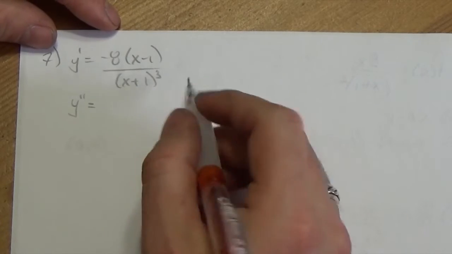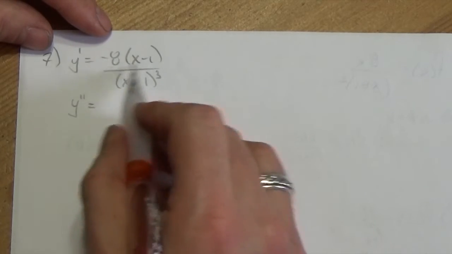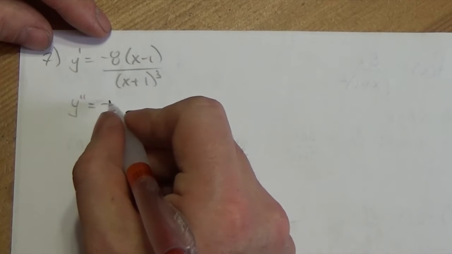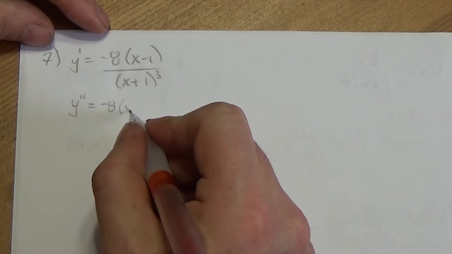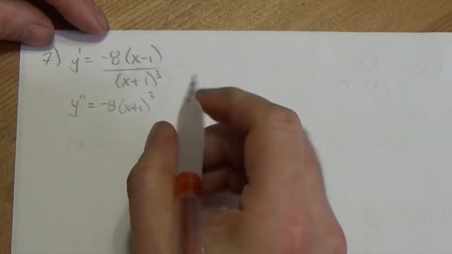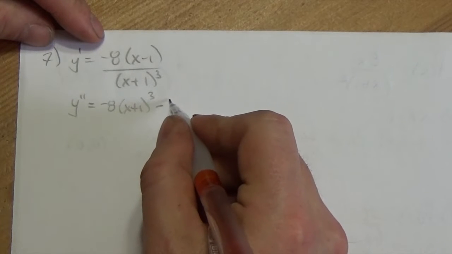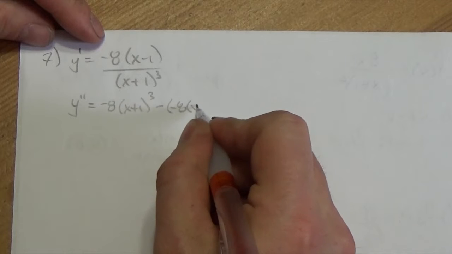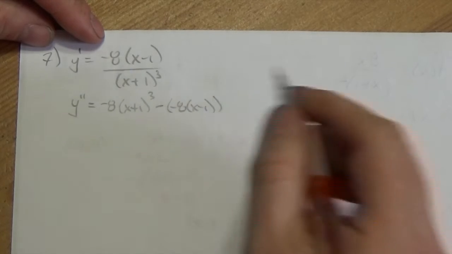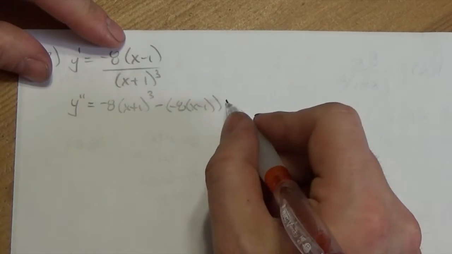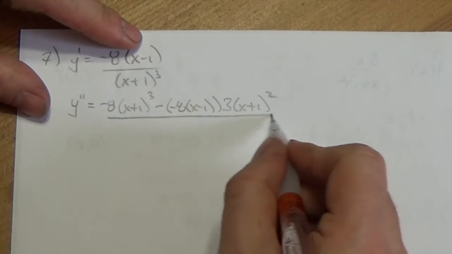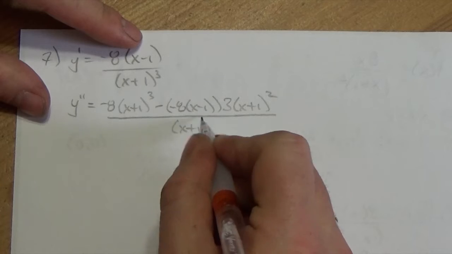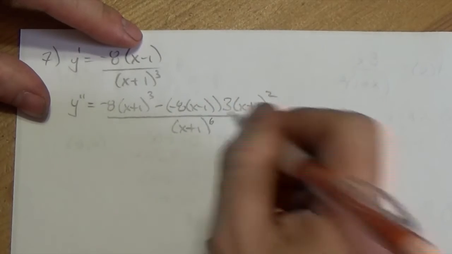And just like before, I'm going to use the quotient rule. So, the derivative of the numerator here will be simply negative 8 multiplied by x plus 1 cubed minus the numerator, negative 8 x minus 1, multiplied by the derivative of the denominator, which will be 3 x plus 1 squared, all over x plus 1 cubed squared, or x plus 1 to the 6th.